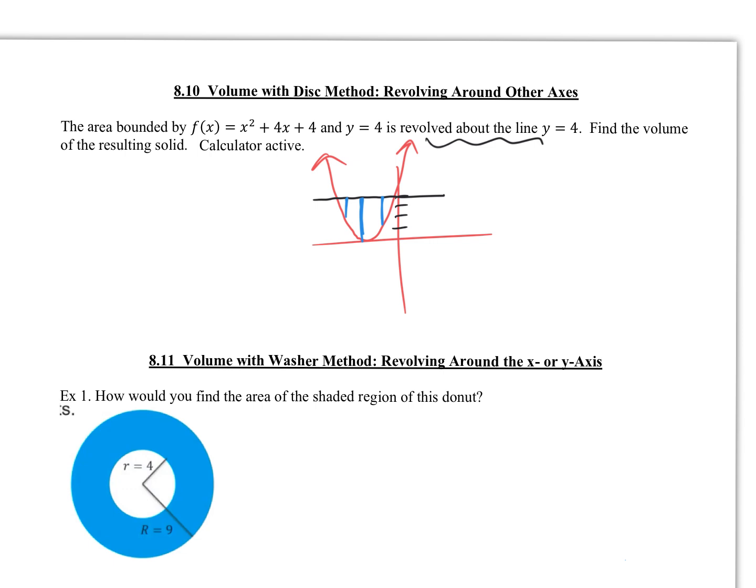What's my upper function if I drew it like this? 4. So 4 is my upper minus my lower function, that whole thing. Does it need to be in parentheses? Yes, good. Upper minus lower: x squared plus 4x plus 4. That's the radius, pi r squared. What would be my bounds? With our calculator, what would we do? Do I need to put in y equals 4? It's just the intersect of where the two meet.